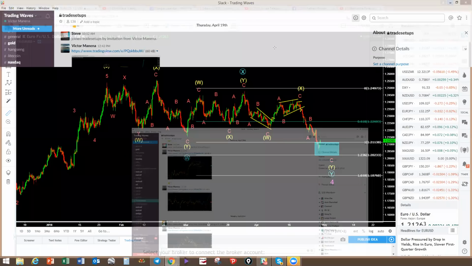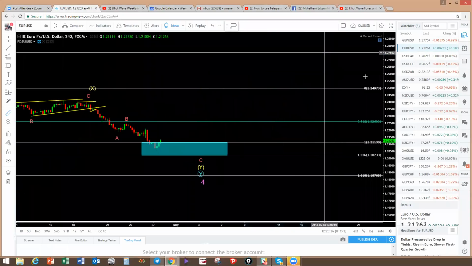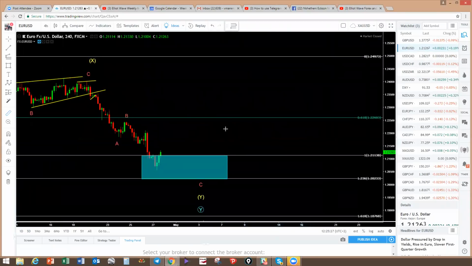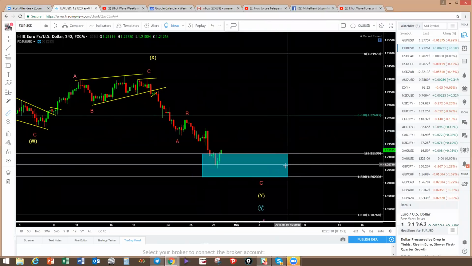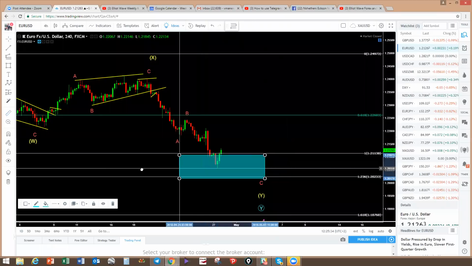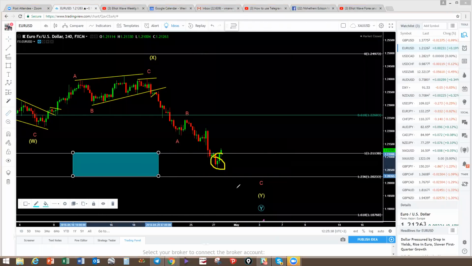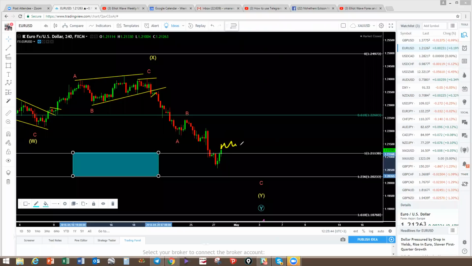So what are we looking at? We've got the blue box projected. Look how this reverses exactly inside the blue box. Let me just delete it so you can see, or just move it a bit out. Right in the blue box, inside the blue box. We projected this last week. It starts reversing. But that doesn't mean anything as yet until you get a correction like this for a move to the upside. So that's what we're going to be looking at.